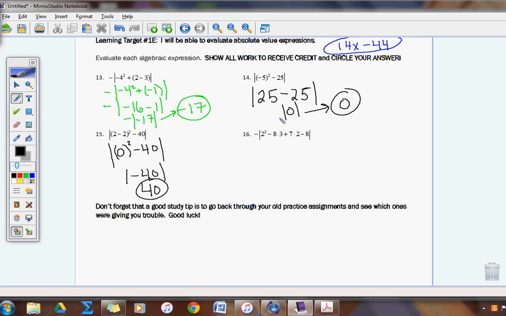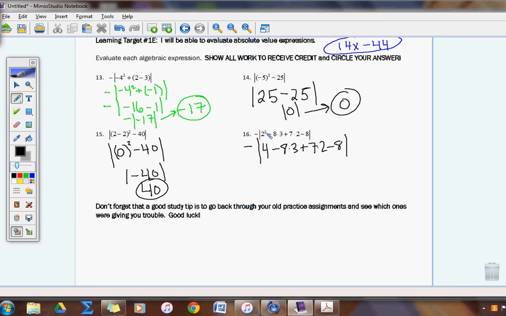All right, a little intense here at the end. We got a negative on the outside. We'll just keep it there. On the inside, no parentheses. Better be looking to exponents. So the first thing I'm going to do is the 4 minus, I'm just going to write 8 times 3 plus 7 times 2 minus 8.